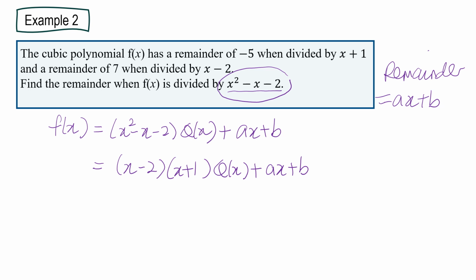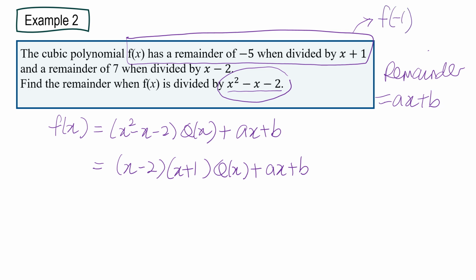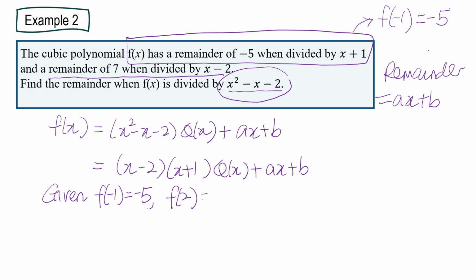We are told that your f of x has a remainder of negative 5 when divided by x plus 1. If you recall the remainder theorem, f of negative 1 will give you your remainder, and this remainder is negative 5. Likewise, f of 2 is a remainder, and my remainder is 7. So I'm going to use these two pieces of information to substitute into my equation 1 so that I can find my unknowns a and b.